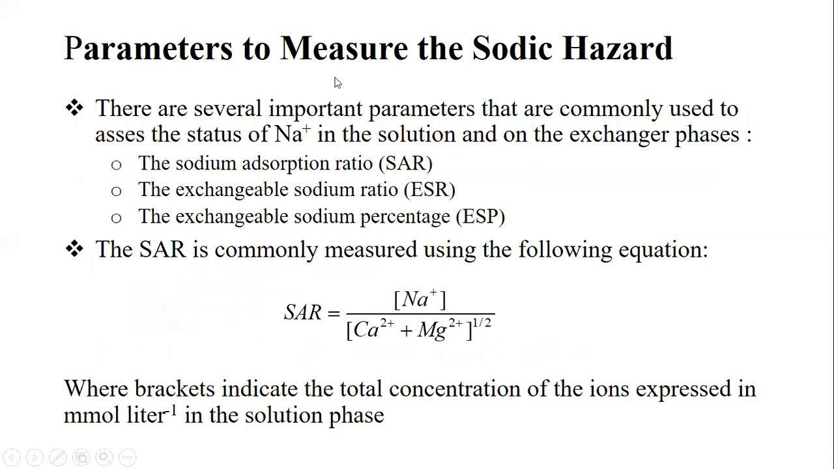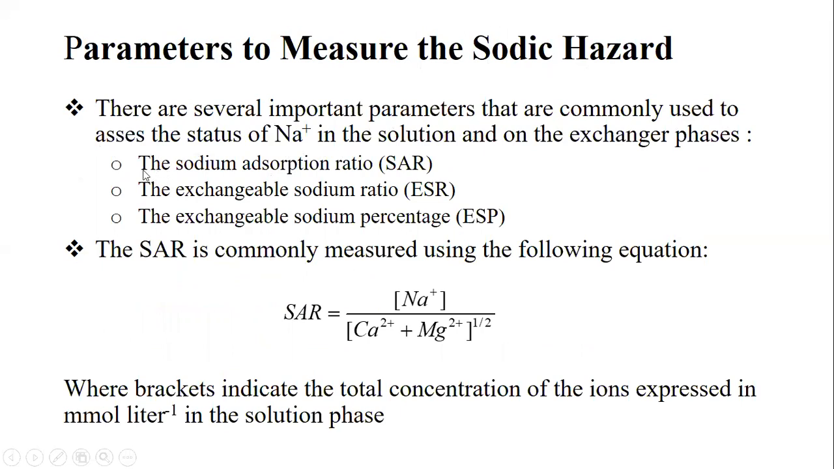First, we will concentrate on the sodic hazard. What are the parameters we use to measure the sodic hazard, the problem of sodium? There are several important parameters commonly used to assess or evaluate the status of sodium in the soil solution and on the exchanger phases. Remember, the problem mainly comes from the exchangeable sodium, but if you have lots of it on the exchange, there will also be high amounts in the soil solution.